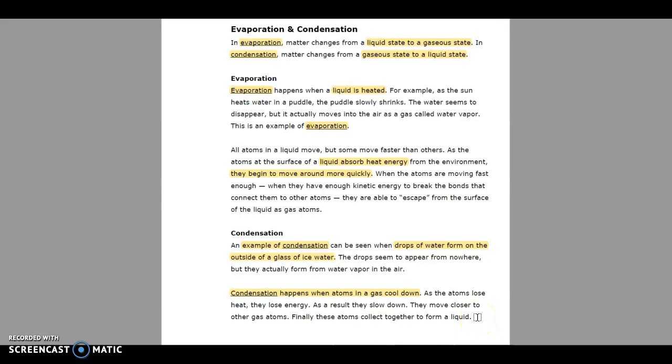Okay, by this time you should have a decent amount of notes in the margins. If you don't, go back and reread this article and add some more notes so that you can remember what evaporation and condensation are.